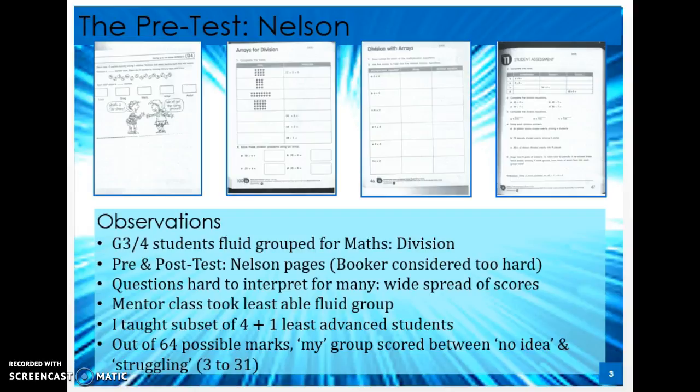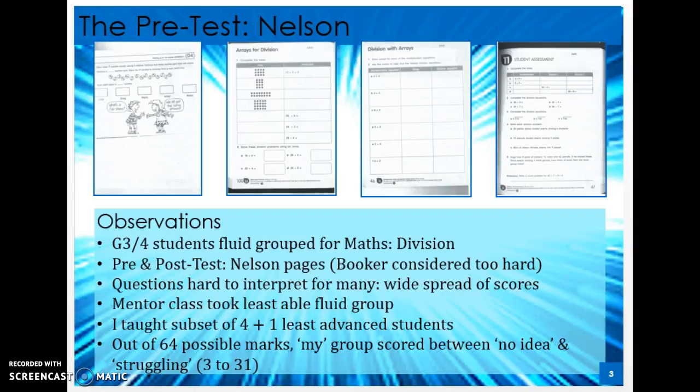The pre-test itself was based on pages from Nelson, which some of you are probably familiar with, on the basis that Booker was considered too hard. The questions, in the view of many students, were really just a bit hard to understand. They weren't really clear necessarily what they were trying to do, which was a bit of a worry, and I think the whole idea of using Nelson needs to be revisited, shall I say.